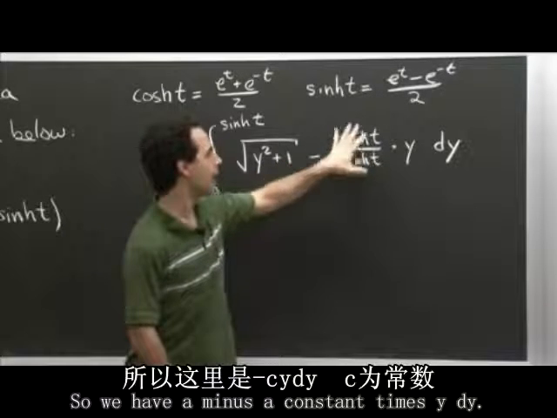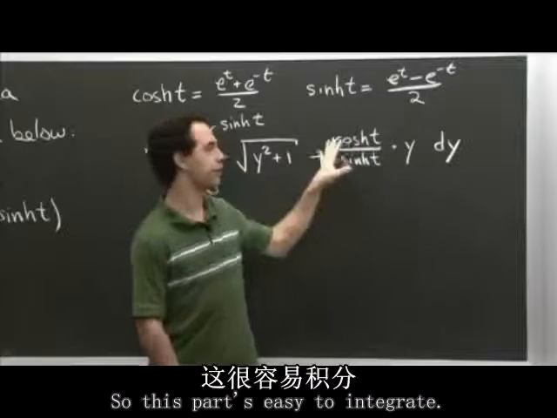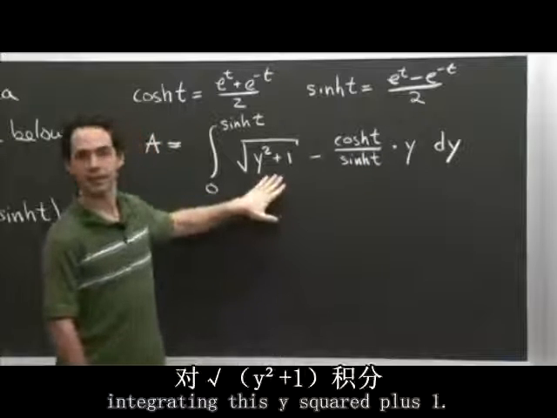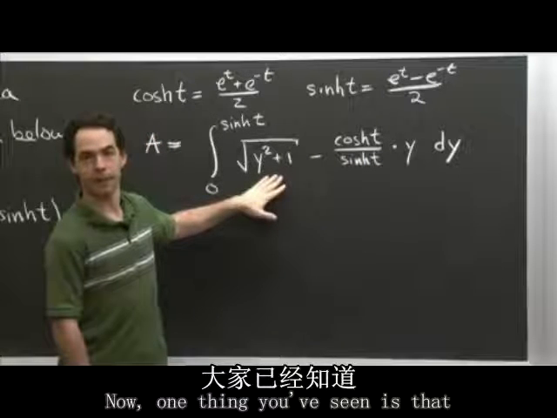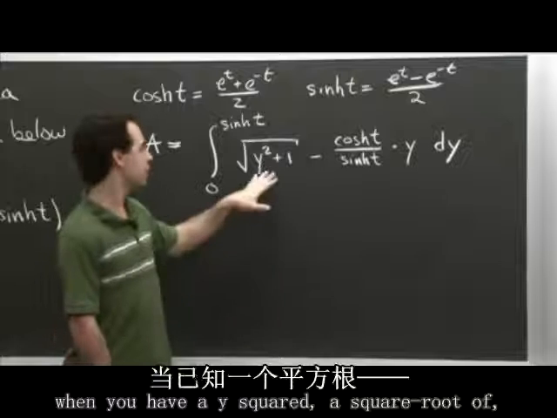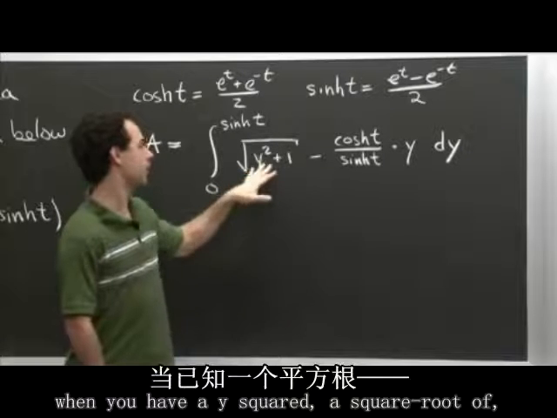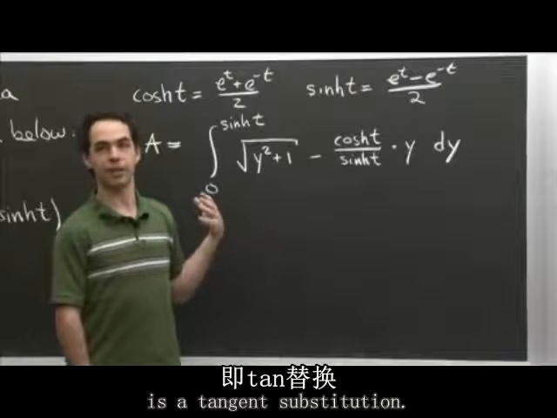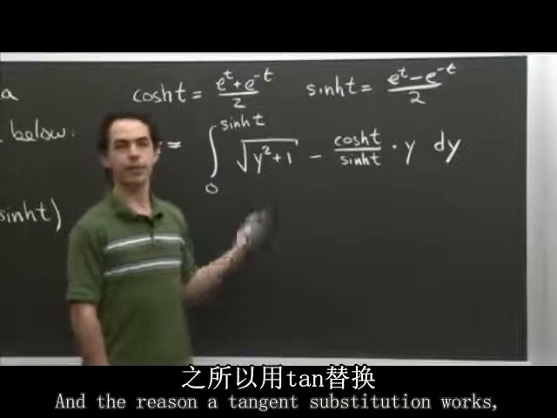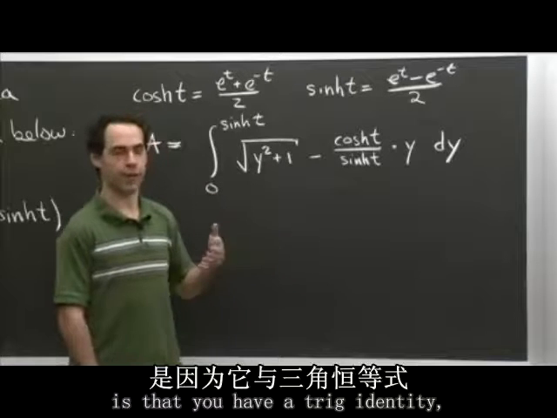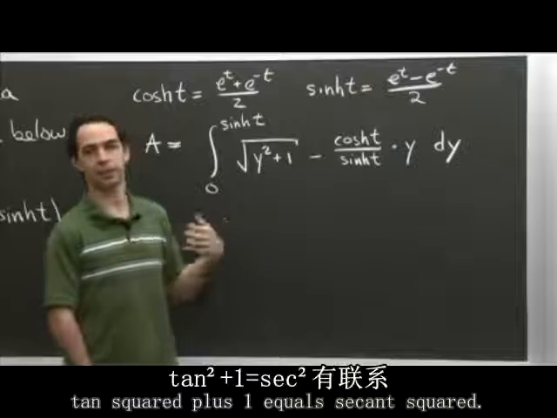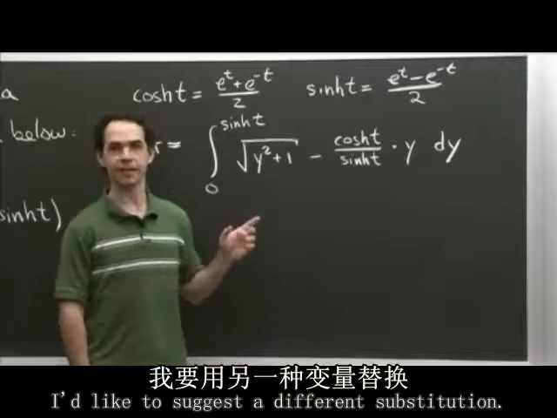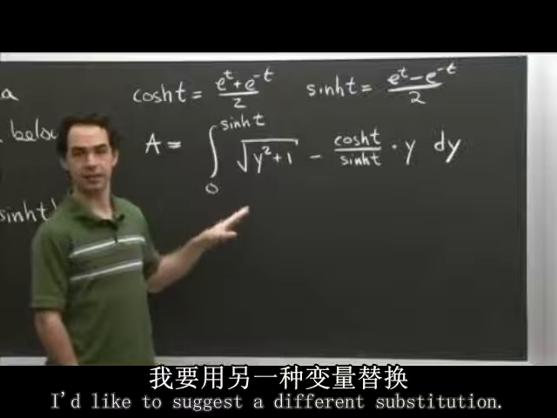So we have a minus a constant times y dy. So this part's easy to integrate. The hard part is going to be integrating this square root of y squared plus 1. Now, one thing you've seen is that when you have a y squared plus 1, one substitution that sometimes works is a tangent substitution. The reason a tangent substitution works is that you have a trig identity, tan squared plus 1 equals secant squared. In this case, I'd like to suggest a different substitution.